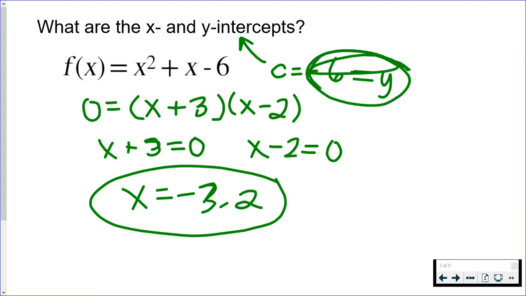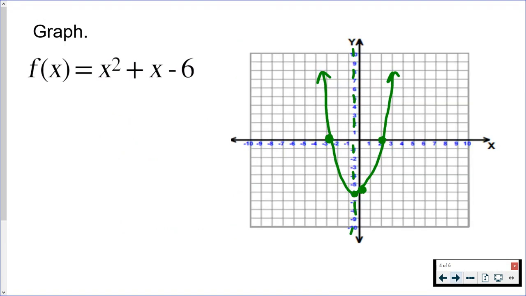That's a -6. All right, so my y-intercept is -6. I have my x-intercepts. We found the vertex earlier. Just one more note, the axis of symmetry would be x equals -1/2, since that was the x value of our vertex. And this is what your graph would look like.